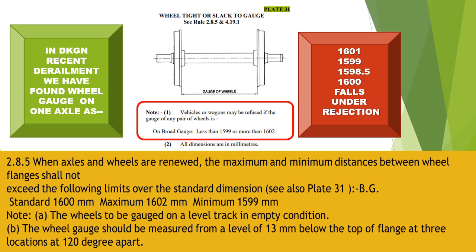Now, in a recent derailment, we have found the wheel gauge on the axle as 1601, 1599, 1598.5 and 1600. So according to this rule, this wheel falls under rejection. So the maximum limit and the minimum limit is 1599 to 1602, 1600 being the nominal value.